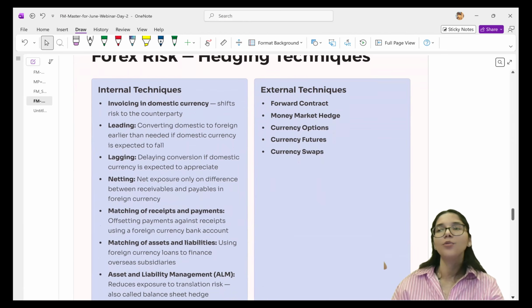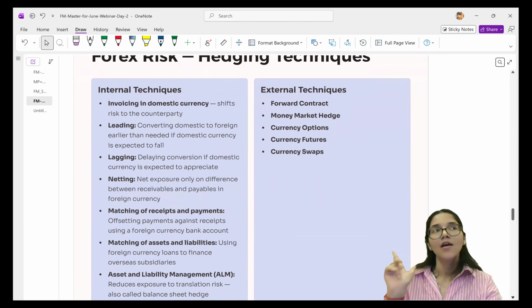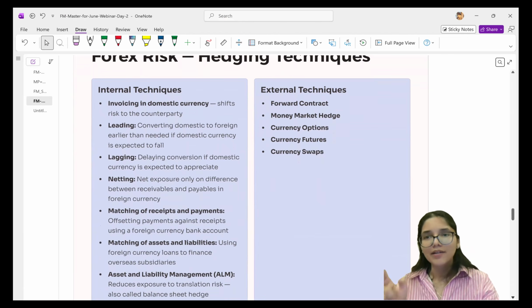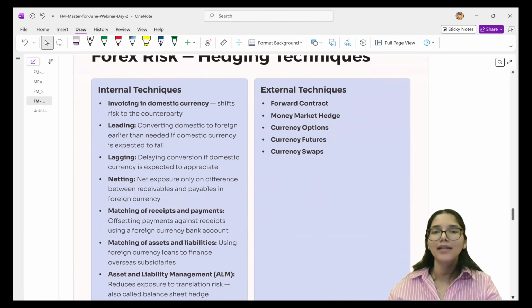So for example, I want to purchase something from the USA. So how can I avoid my risk? My risk is that dollar may keep on getting more expensive. So what do I say? On the day when I'm entering into the transaction, I tell my US supplier, hey, will it be okay if I pay you 9,000 Indian rupees? So my headache is now fixed. I only have to pay 9,000 rupees.